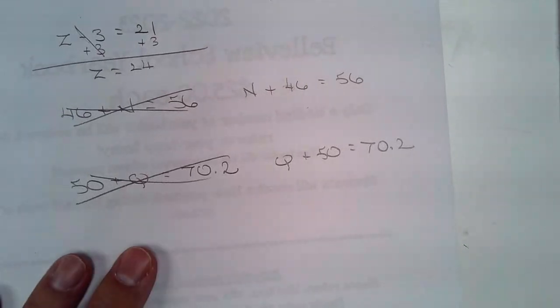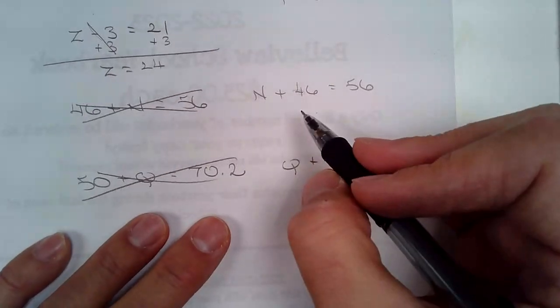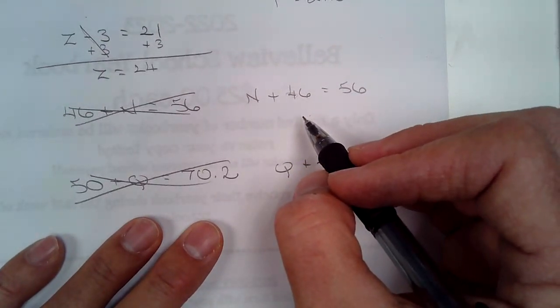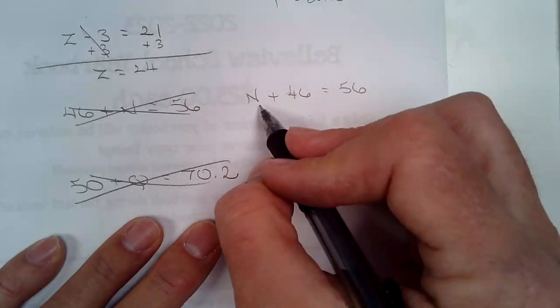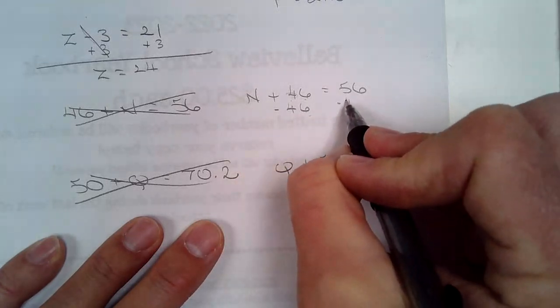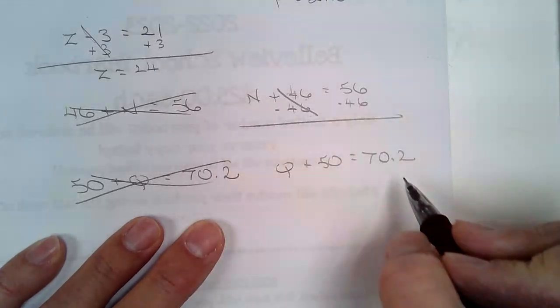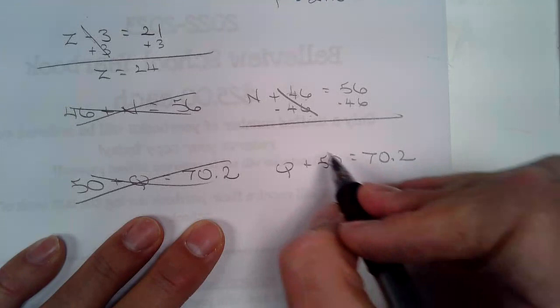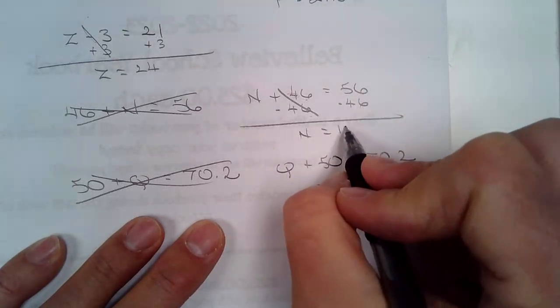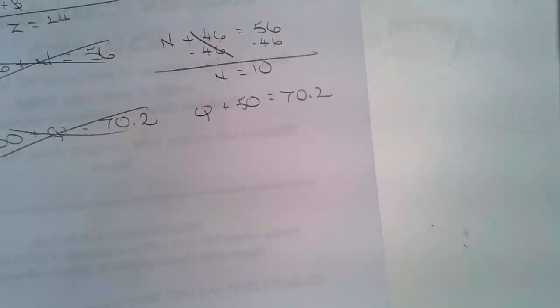Next one, we've got N plus 46 equals 56. Miss Gossage, you're up. What's happening to the N? Okay, so we're adding 46, so we're going to subtract 46, and whatever you do on one side of the equation, you do on the other. The 46s cancel out. We're left with N equals, and 46 from 56 is 10. All right, next one.